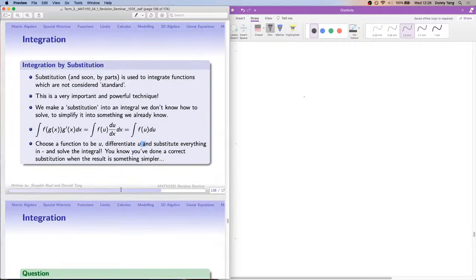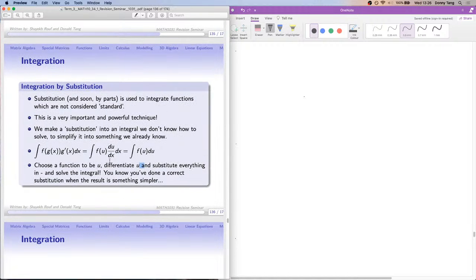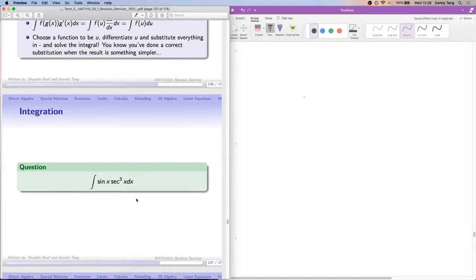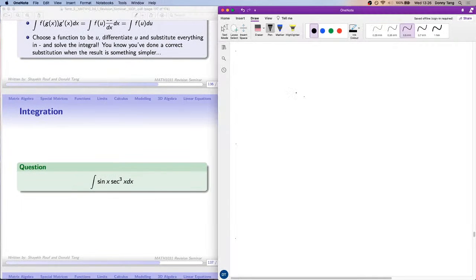Look, I'm not going to write out all the steps because it sort of differs, but I'll give an example and I'll show you guys what you're meant to do. All right. So sine x sec cubed x dx. How do we solve this?